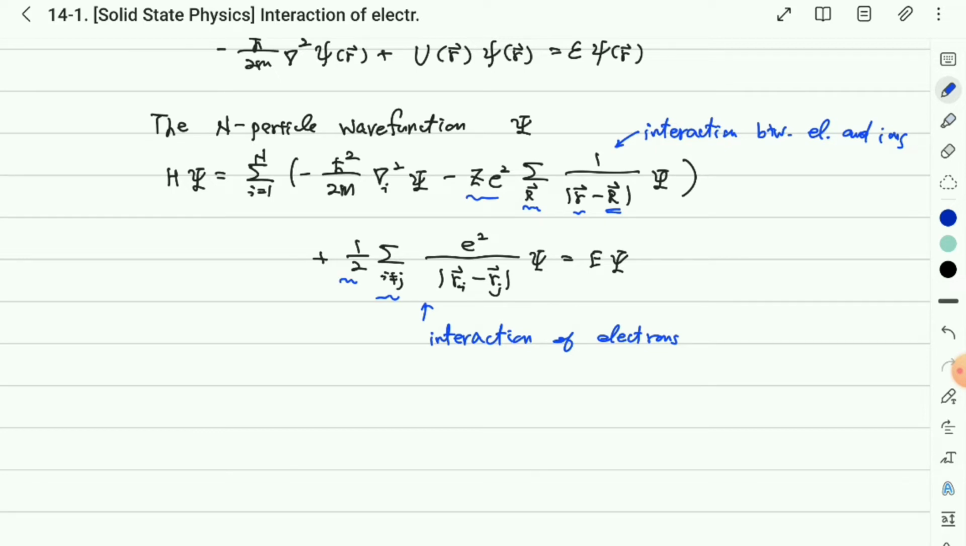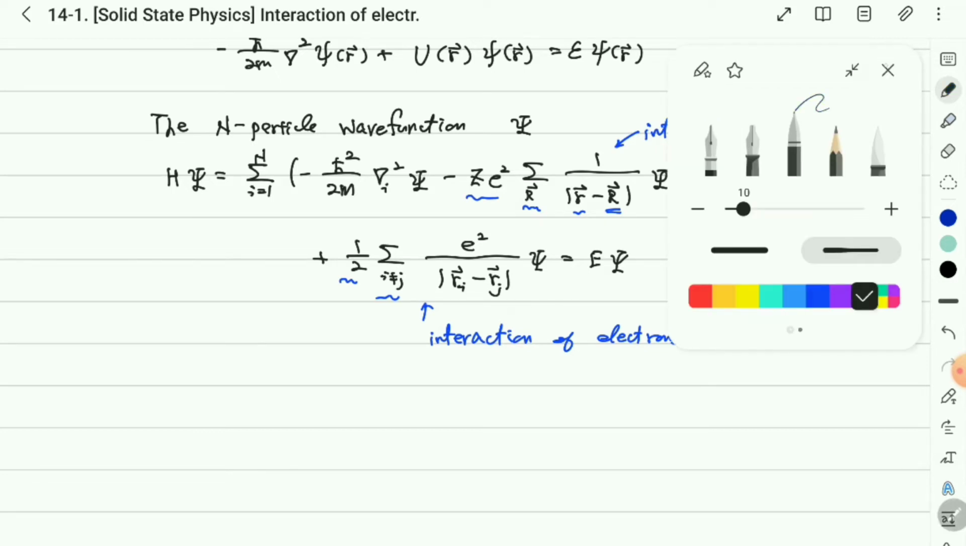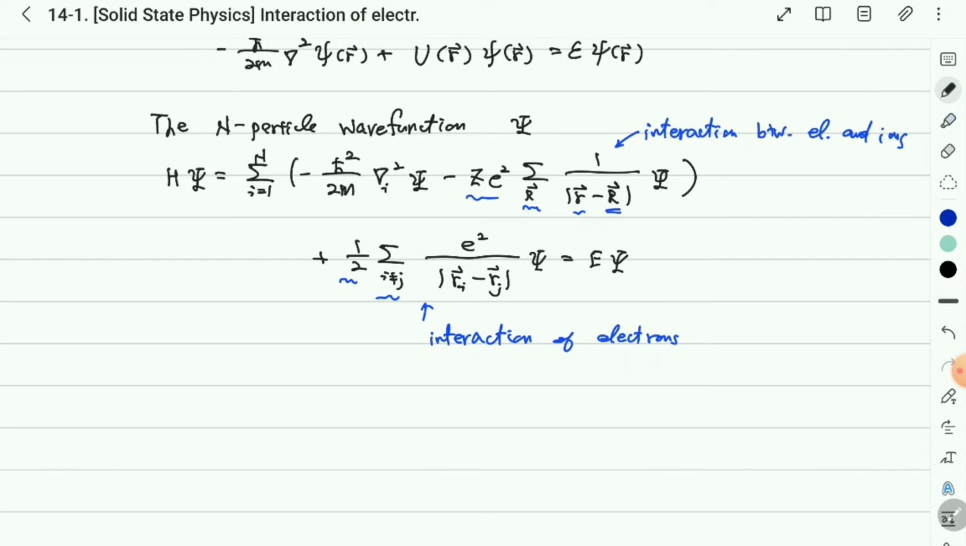Here, basically this is the Hartree equation, because the Hartree equation is the n-particle interaction, the n-particle problem. And here, capital psi is the total wave function, the wave function of n electrons, and capital R is the position of the Bravais lattice.